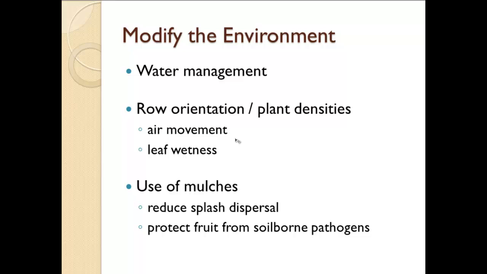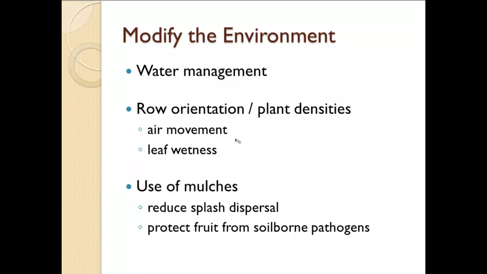The reason that's important is air movement will drop the leaf wetness more rapidly. And again, the longer the leaves remain wet, the more likely that you're going to have infection due to certain bacterial and fungal pathogens that require that.